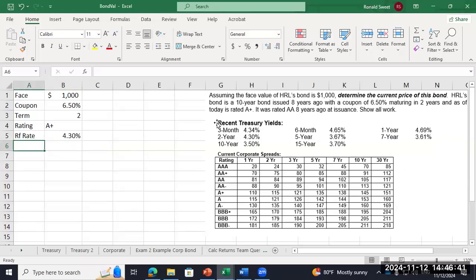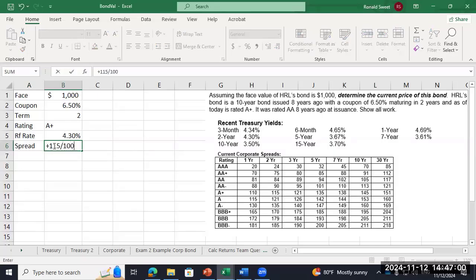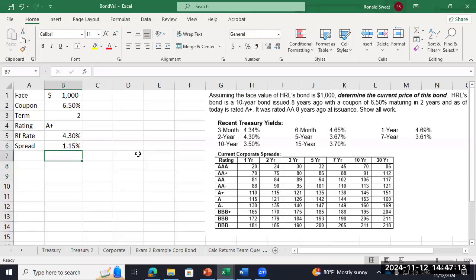What kind of yield curve is this? Is that normal? That's an inverted, right? The 10-year is lower than the 2. The spread, what's the spread? 115. And so this is what Rob was talking about. You take 115, divide by 10,000, you get that spread. You should get really good at reading basis points really fast. 115 basis points, that's 1.15%. You should get really, really fast at that because we do that a lot. So that gives you the discount rate for the bond of 5.45%.